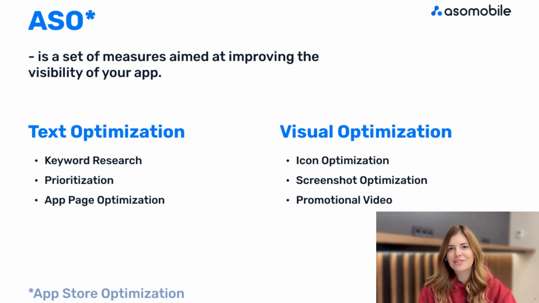First up, textual optimization. Think of it as SEO, but specifically designed for the app world. The goal here is to pinpoint exactly what potential users are typing into search bars when looking for apps similar to yours. Take a children's game, for instance. You'd want it to pop up for searches like applications for children, children's application, or game for toddlers. To make this happen, we'll compile a semantic core filled with keywords and phrases closely related to your app.